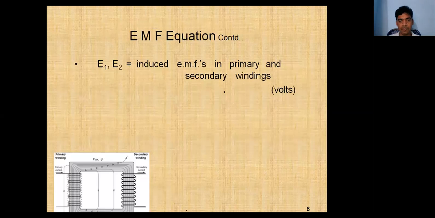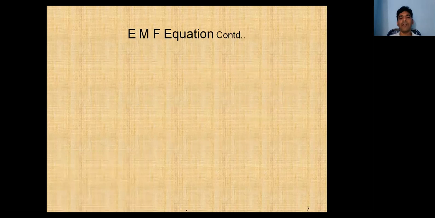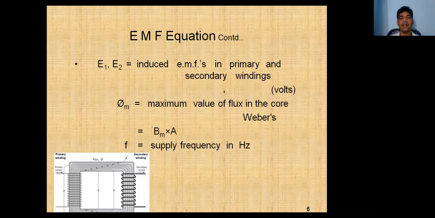E1 and E2 are the induced EMFs in primary and secondary winding. Phi m is the maximum value of flux in Webers, that is equal to Bm into A, where Bm is the flux density and A is the area of cross section. F is the supply frequency in hertz.